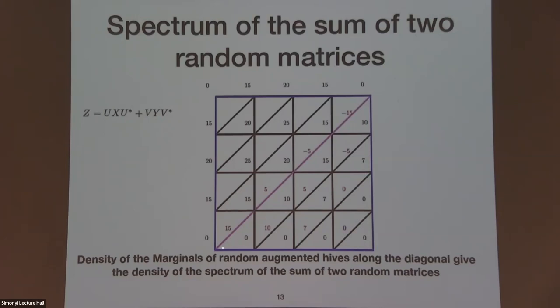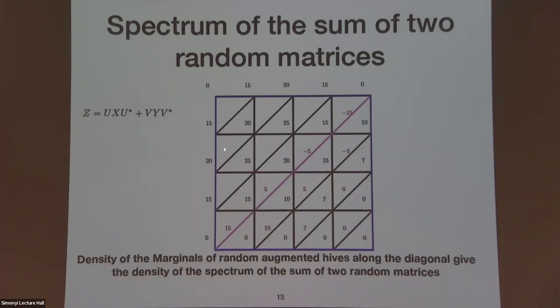What you do is, I told you how to write these two boundary conditions using the spectrum of lambda and the spectrum of mu. You put zero on this bottom side and let this be free. Now above this pink diagonal, we have a hive, so all the rhombus inequalities need to be satisfied.